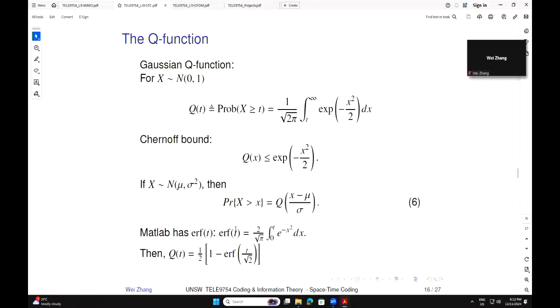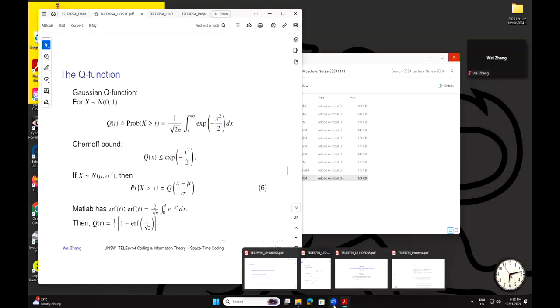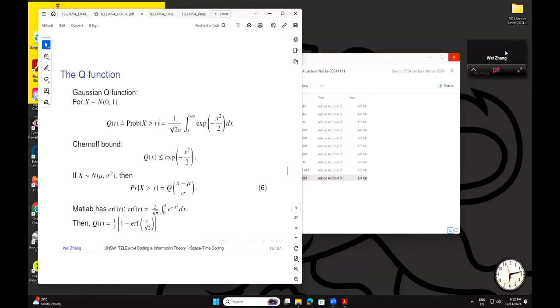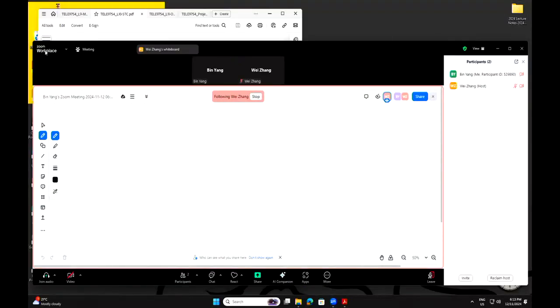Then look at this one. The Q function Q(t) equals the probability that X is larger than small t. I can draw on the whiteboard on the right-hand side. You can see clearly what it means.